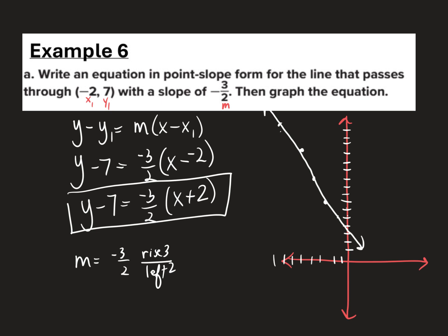I didn't do too bad. If I go down 1, 2, 3, and right 2, I'm going to be about there. So I didn't do too bad. So I checked it by going down 3 and right 2. So that's how you graph that line.